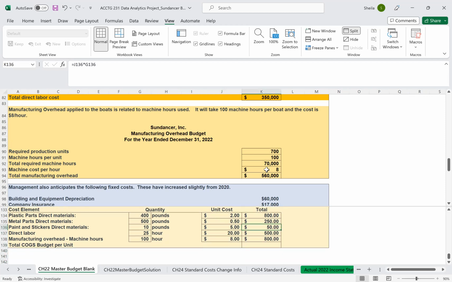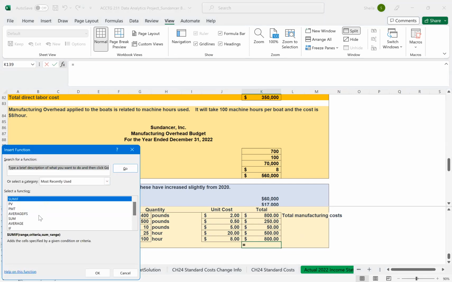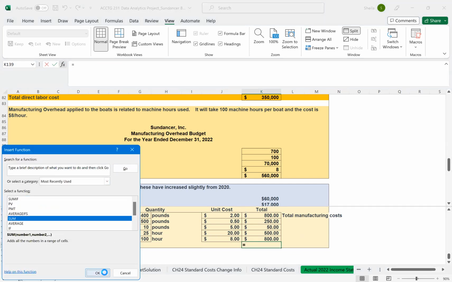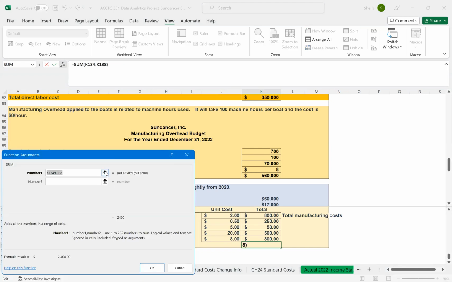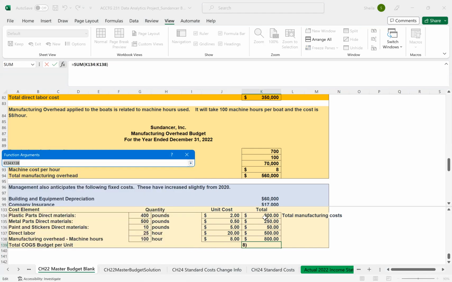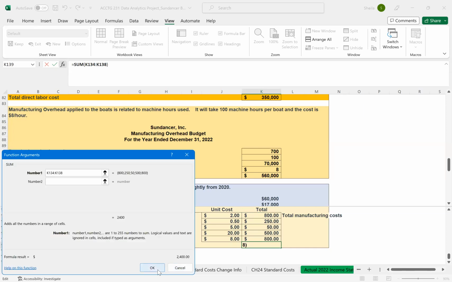So now I have all of my totals. So to make one boat, here's really my total manufacturing costs. Okay. So now if I sum these up, I can do this a couple of ways. I can click this and I can do my sum, click OK. And then I want to click this and it's going to help me find all of my items that I want to add up. And I want to add up all of these. I click OK.